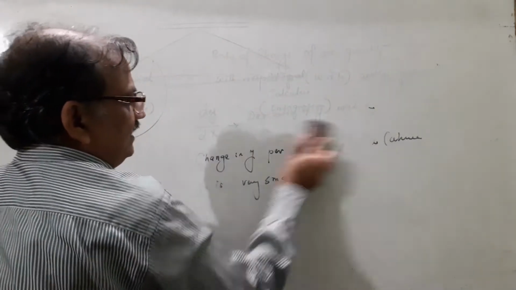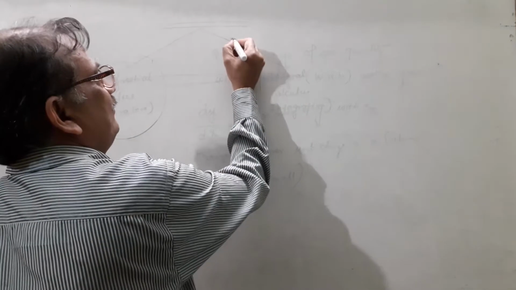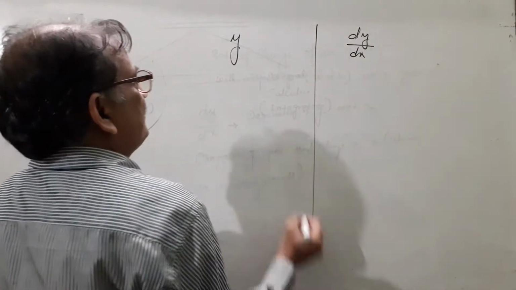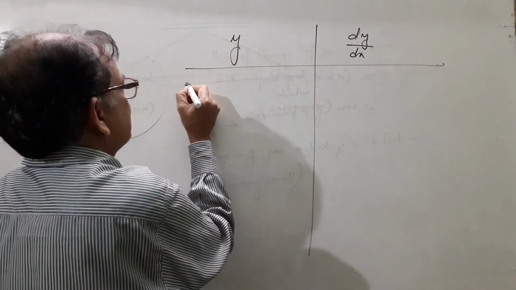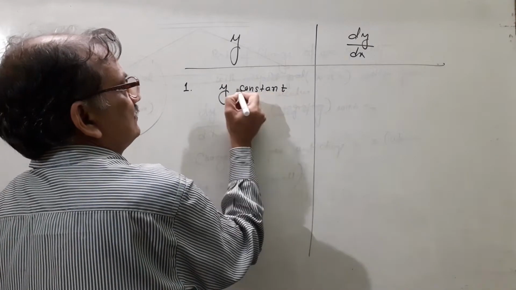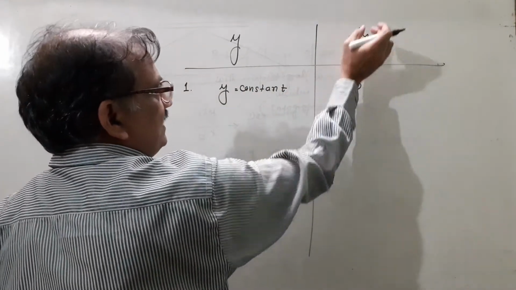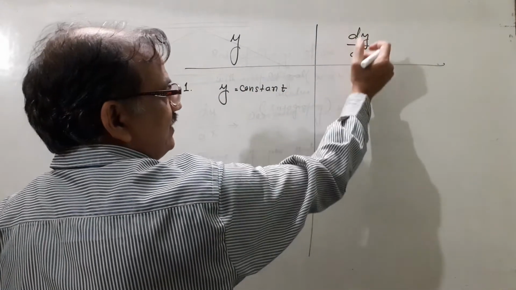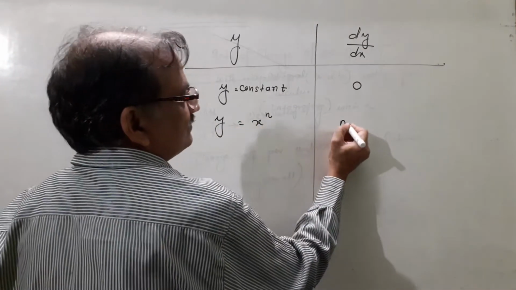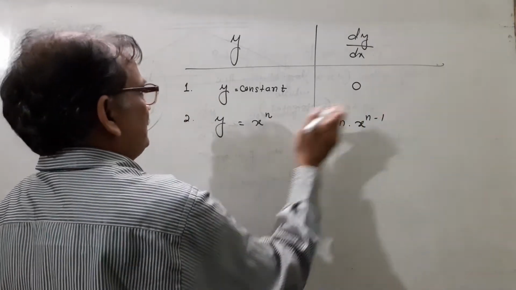What are the formulas to be remembered? The value of dy by dx. You just remember these formulas. First formula: if y is a constant, then y does not change, so dy is 0, and 0 by something is 0. Second: y is x to the power of n, then dy by dx is n into x to the power of n minus 1. The power comes first, then x to the power of n minus 1.